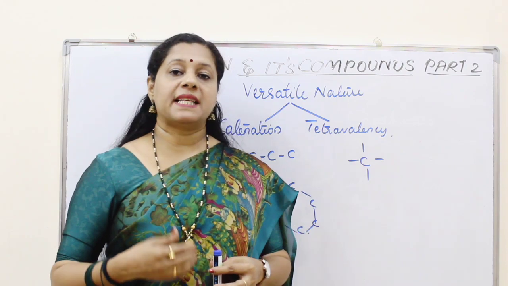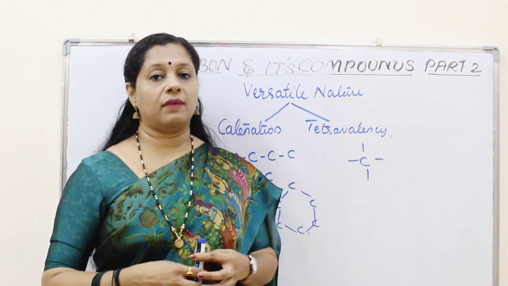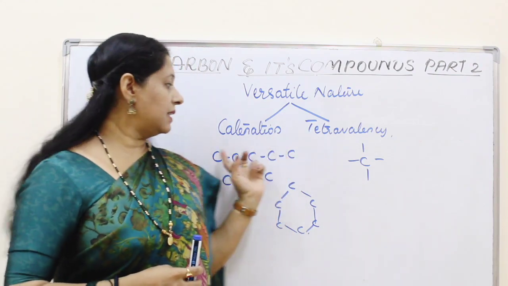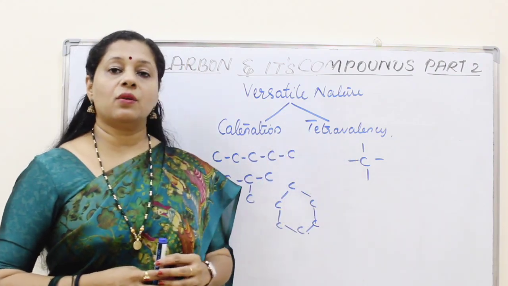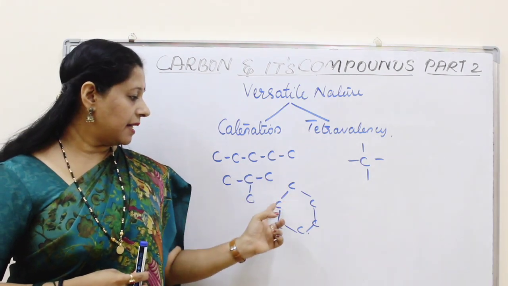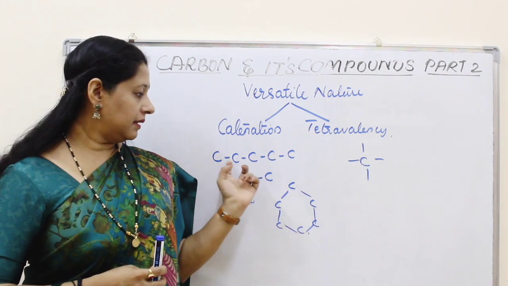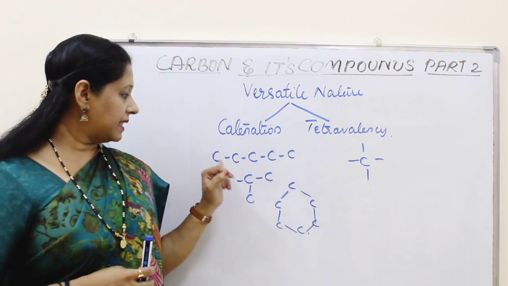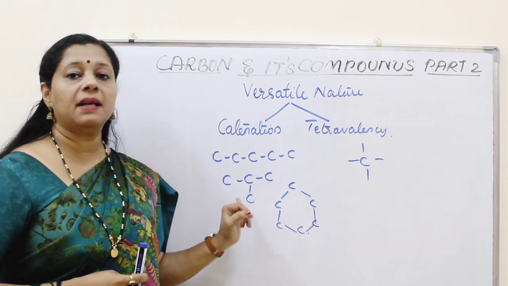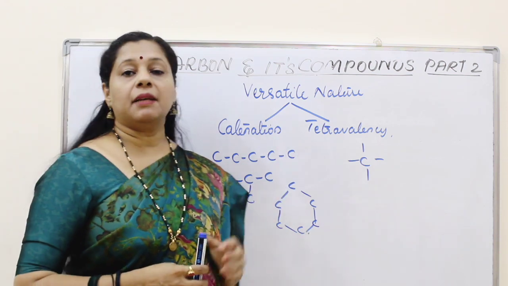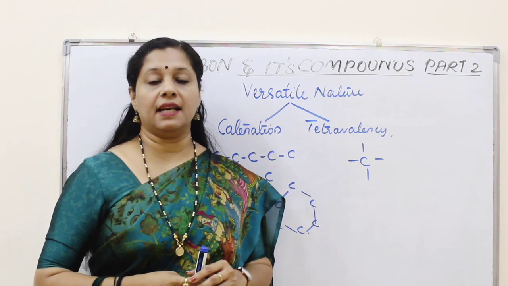The property of self-linking of carbon atoms by covalent bonds to form long chains is called catenation. So these chains can go very long, and sometimes they can be branched chains like this, or it can be with a carbon. Here this is not the exact structure, because carbon has 4 valencies, and the other valencies may be satisfied with other elements. And the second property is tetravalency.